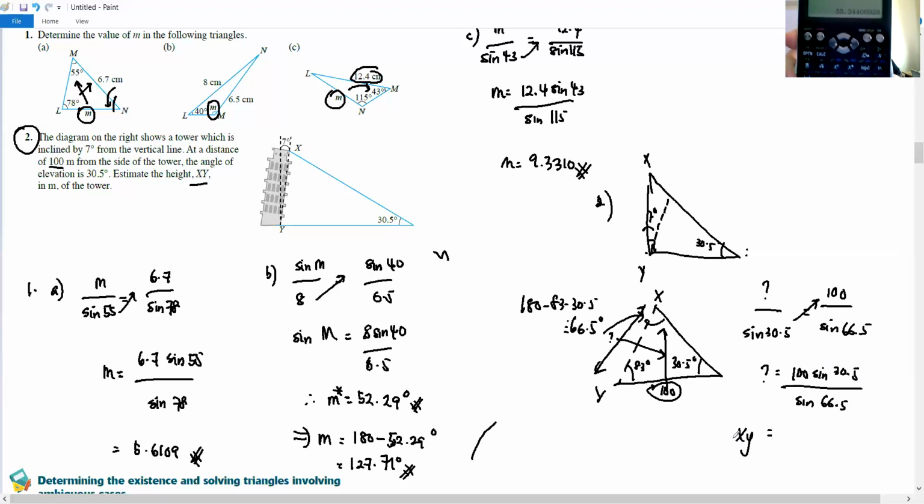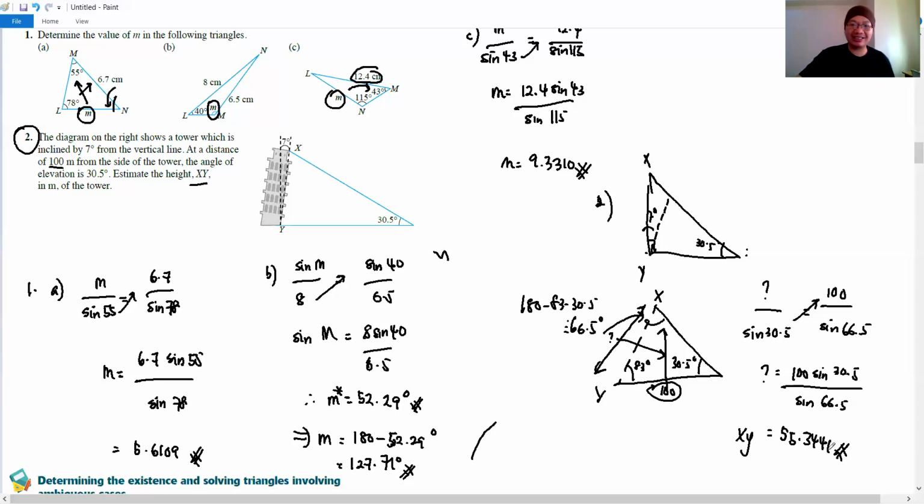The length of XY is equal to 55.34409 and so on. So this is the length. I can round off to 4 decimal places. So the answer here for XY will be 55.3441. Right? So I round off to 4 decimal places. That is the answer for question number 2.